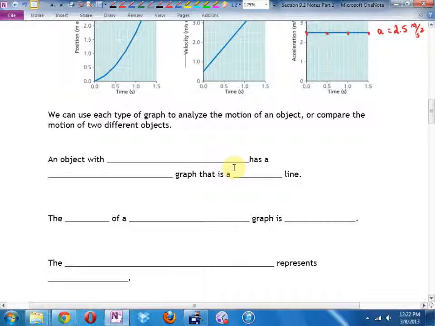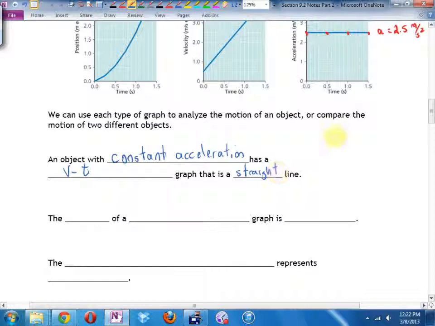So let's write some of this down. An object with constant acceleration has a, instead of writing velocity time, can I go v dash t, is that okay for an abbreviation? Has a velocity time graph that is a straight line.